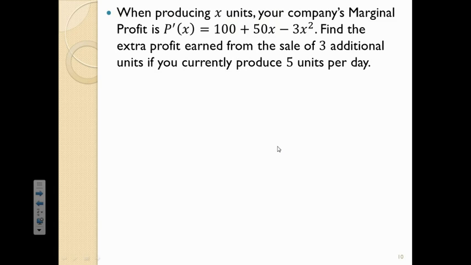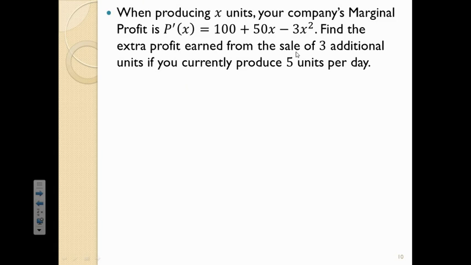Now when we're working with definite integrals, we actually are limiting it to a certain area, certain x values. So the application for that, using here marginal profit, would be to find the difference between increases and decreases to a function. When producing x units, your company's marginal profit is this function. Find the extra profit earned from the sale of 3 additional units if you currently produce 5 units per day.